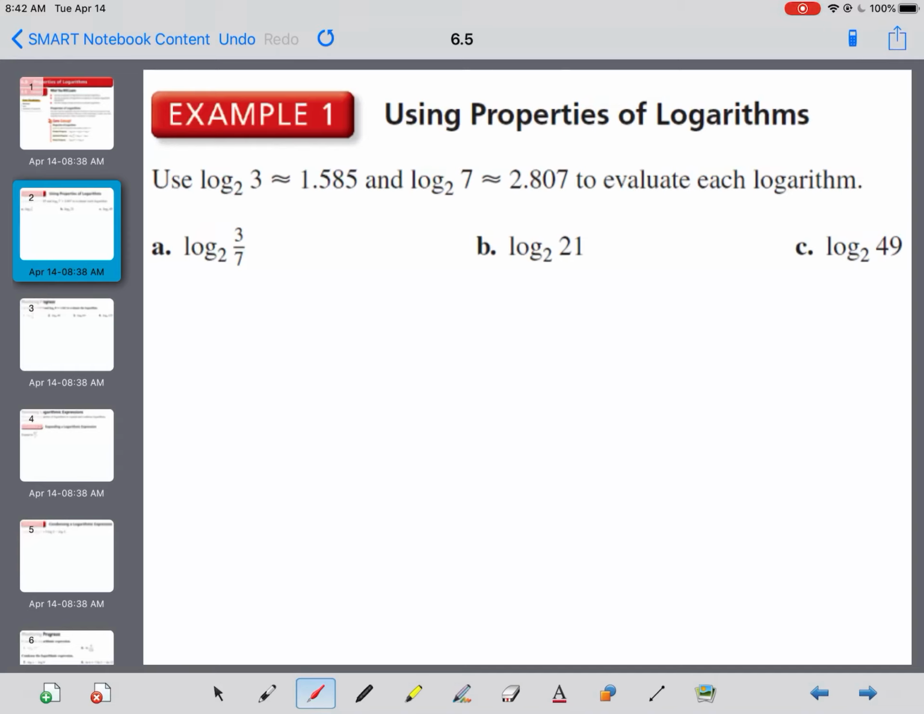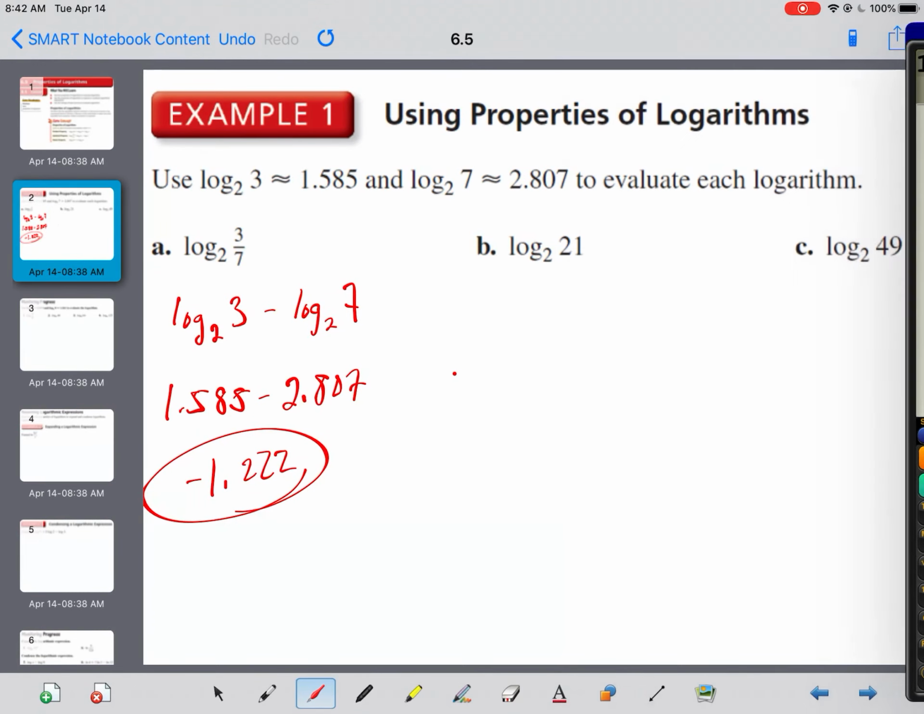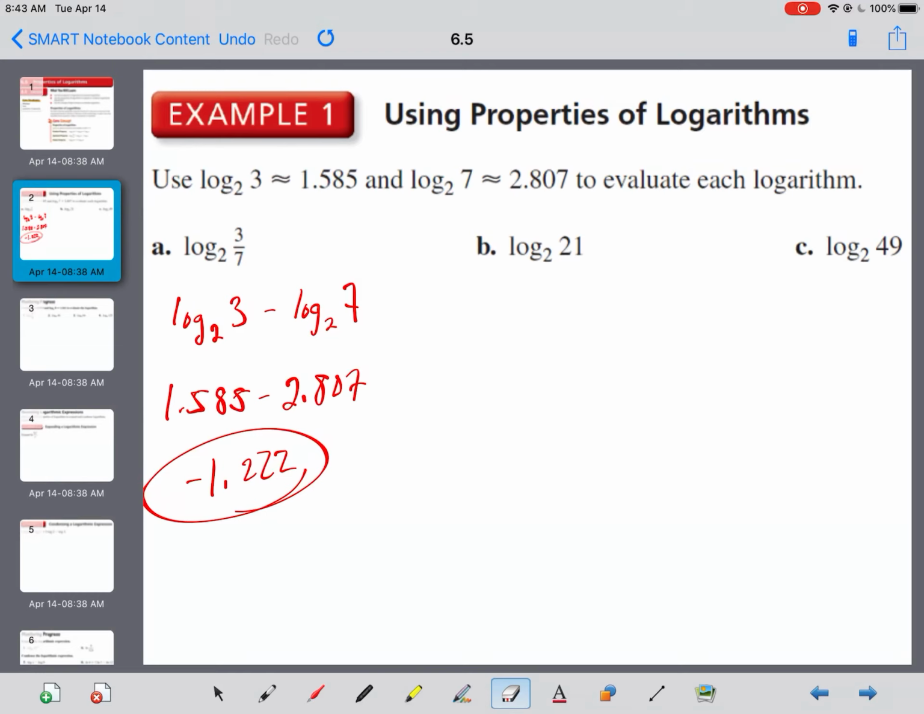So let's look at log base 2 of 3/7. We don't have one for log base 2 of 3/7, but we do have one of 3 and of 7. So if we could separate them, we'd be good. And since they're in division, we can turn that into log base 2 of 3 minus log base 2 of 7. Now we can plug in our substitutions. 1.585 minus 2.807. And we can do that. Negative 1.222.